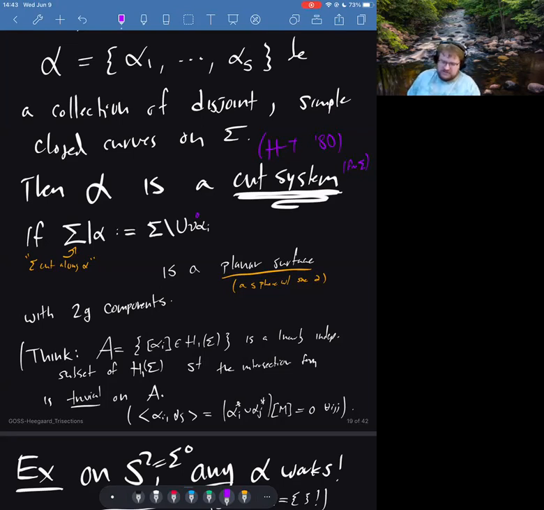And then it's a cut system if this cut along thing is a planar surface, which you can think of in one of two ways. It's either a sphere with some even number of boundary components, or it's a disk living in the plane with some number of sub-disks removed. And in particular, we're looking for one that has 2g components.